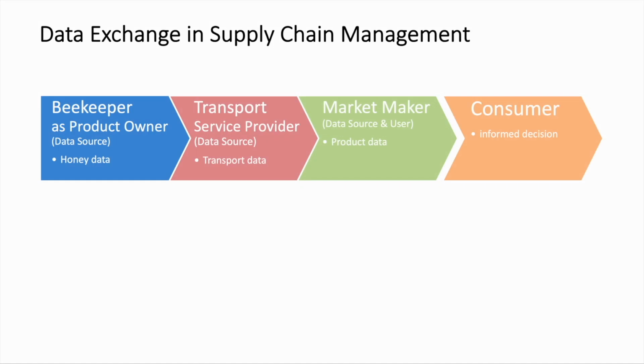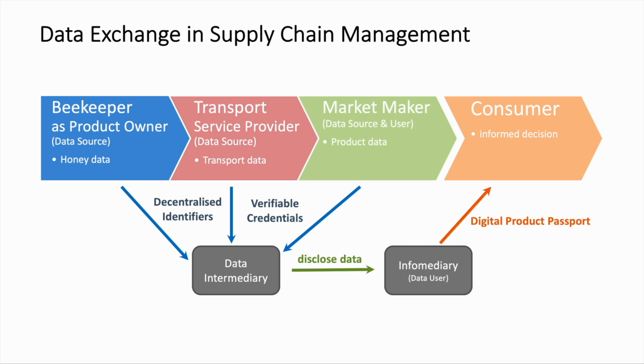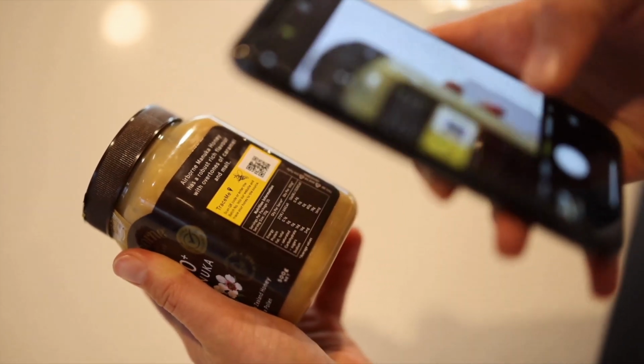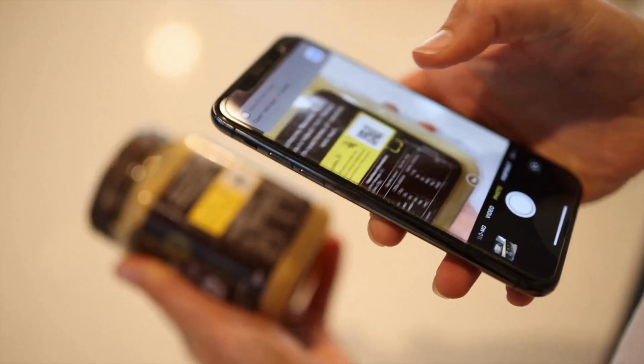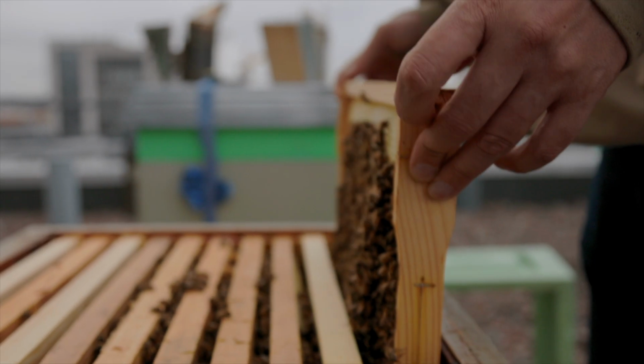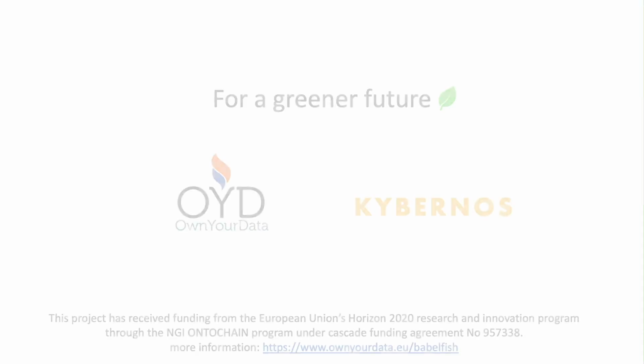The information is then coordinated by Data Intermediation Service, developed as part of the NGI ONTOCHAIN funded project Babelfish. The green claims are made traceable and are effectively substantiated through decentralized identifiers and verifiable credentials. And how does this information get to the consumer? A consumer simply scans the QR code on the label and thus receives secured and verified information about the product. Transparency, traceability, and trust, the future of product differentiation.